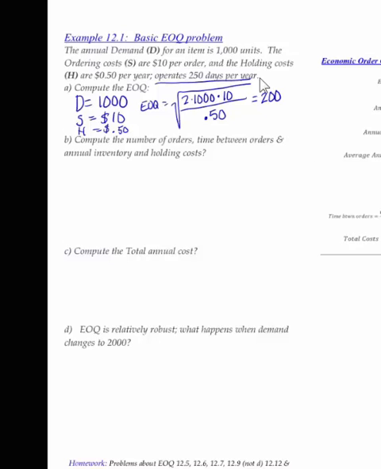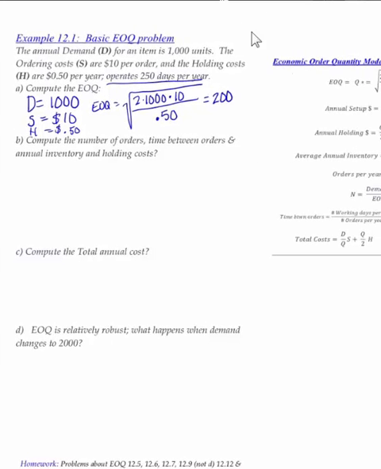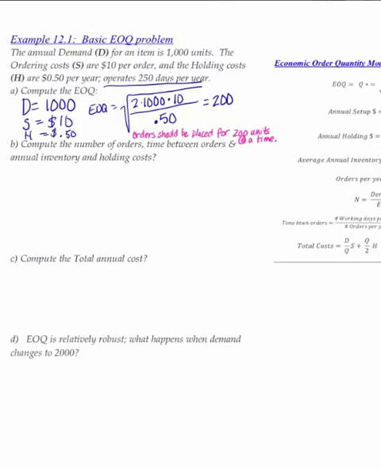So that's an important thing here. When we place an order, we want to place an order for 200. So I went ahead and wrote that down. Orders should be placed for 200 units at a time. Now next it says compute the number of orders, the time between orders, and the annual inventory holding cost. So we'll start with the first thing, the time between orders.